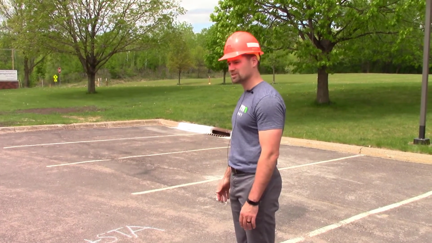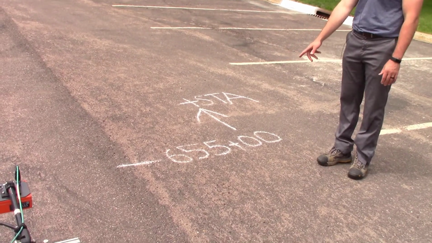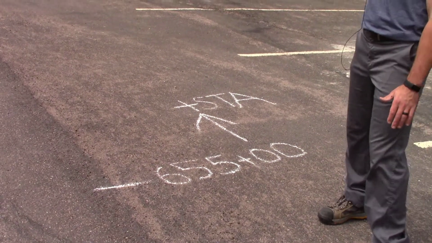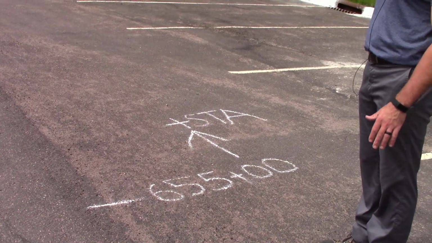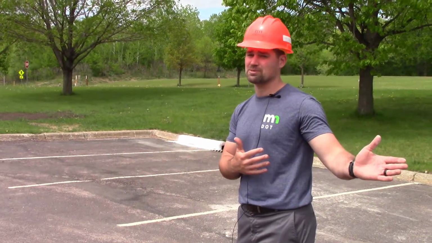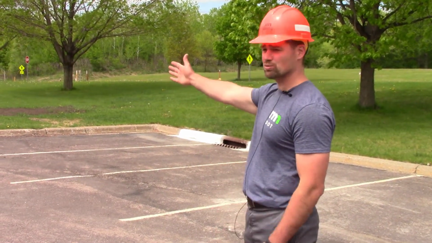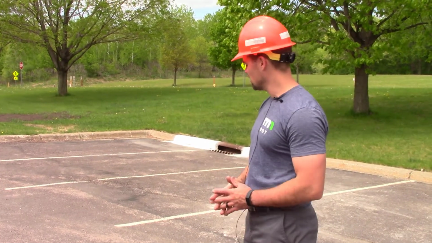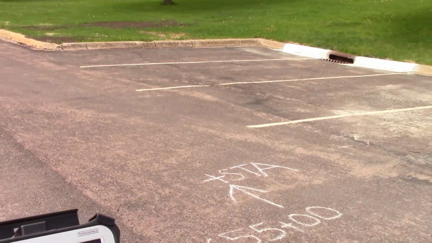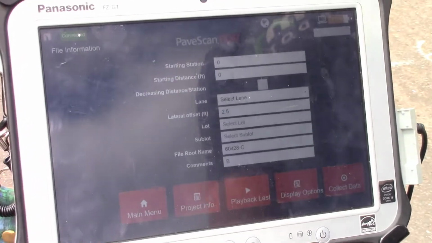For our purposes, we've decided this location here is at stationing 655 plus 00 with the increasing stationing in the forward direction. As you know, increasing stationing on a project could also be in the opposite direction that you're collecting. For illustrative purposes, we're going to assume we're moving in the increasing stationing direction. So with that being said, we're going to come back to our software here and look at what we actually have to input to tell the software where we are.